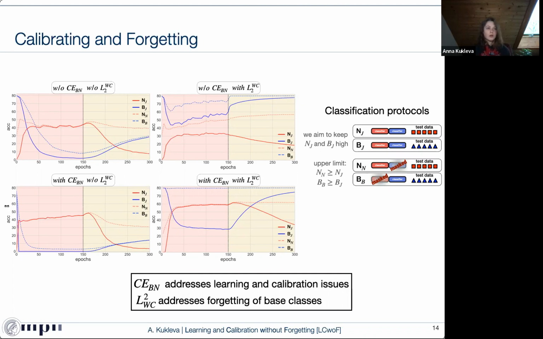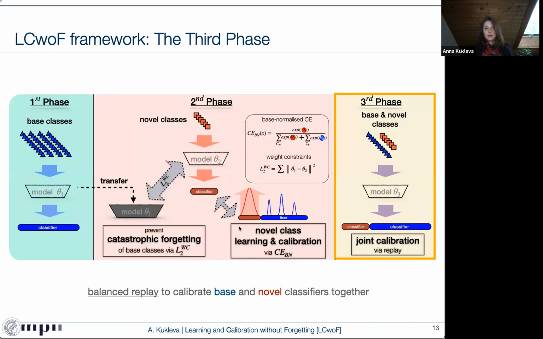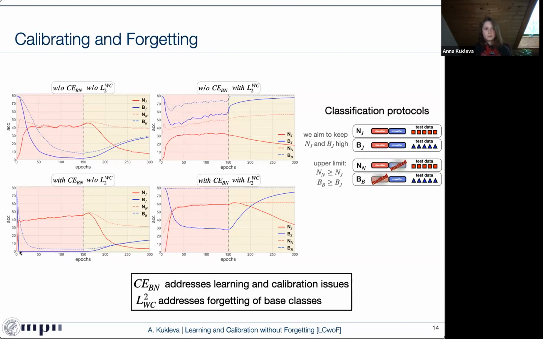So let's see now how it performs when we don't have constraints on the weights. We allow the model to adapt quickly to the novel classes without any constraints, but we have normalization in the common space between base and novel classes, this base normalized cross entropy constraint. Then we see that base class accuracy is dropping very fast. I remind you that the novel classifier in this case is getting much stronger than the base classifier. It's happening exactly here. Then the base classifier directly goes down. And the novel classifier's performance is actually better than without.